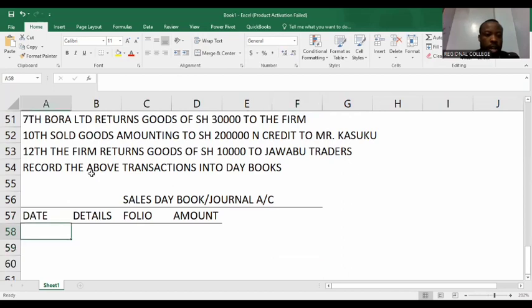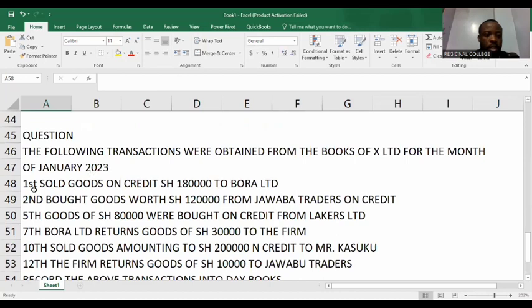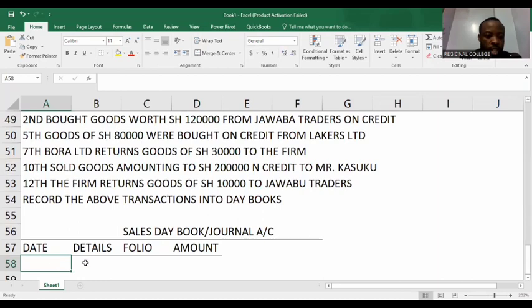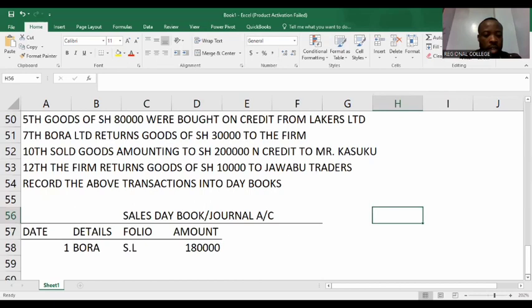So which dates have the credit sales? First we have a credit sale, and the name of the customer is Bora and the amount is 180,000. So if I come to my books, I know that on the first day I made some credit sales to Bora. This one normally has something called the SL, which means which account it is going to, that is the sales ledger. The amount is 180. So automatically in your books, you'll know that on this day, this customer is owing me 180,000.